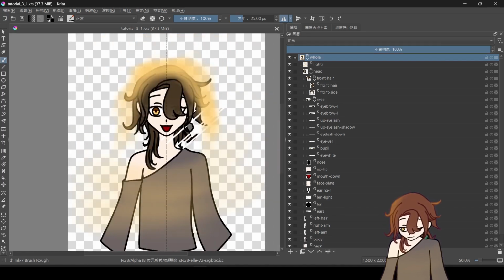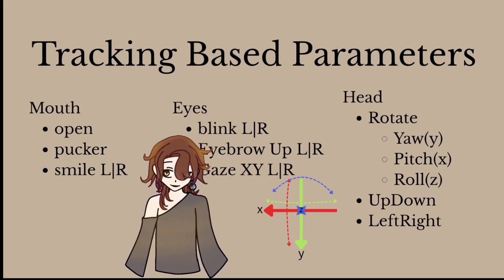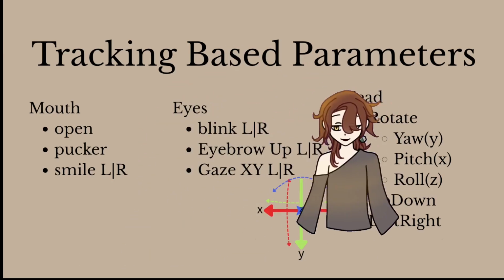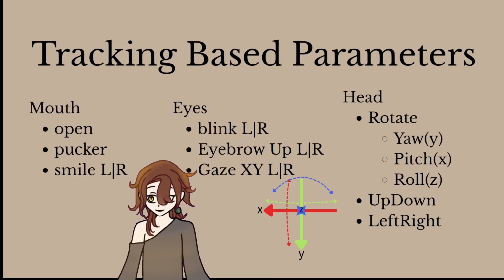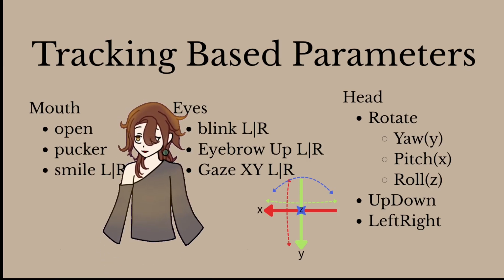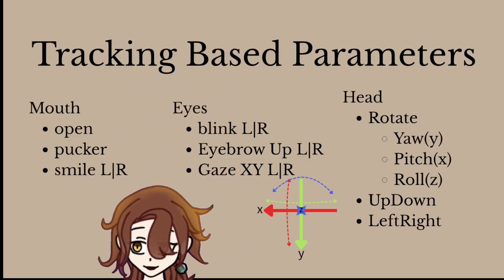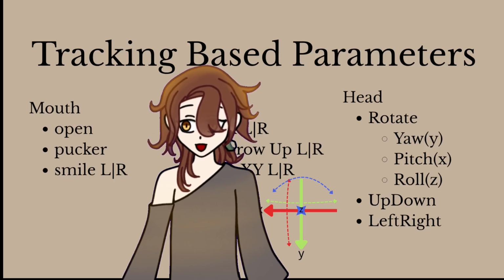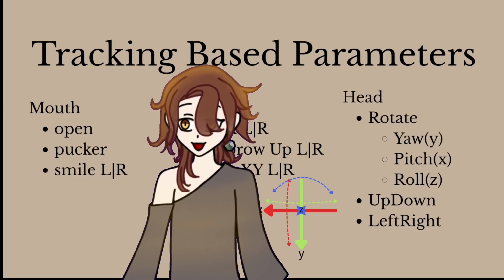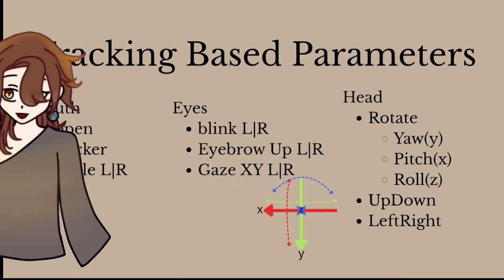Okay, so you save it to anywhere you like. Before we get into this, here are all the parameters I use for this model, based on camera tracking and a little microphone tracking. For the mouth part, this is a minimum amount of parameters. For the mouth, we have open, pucker, and smile, left and right. So here are our 4 parameters.